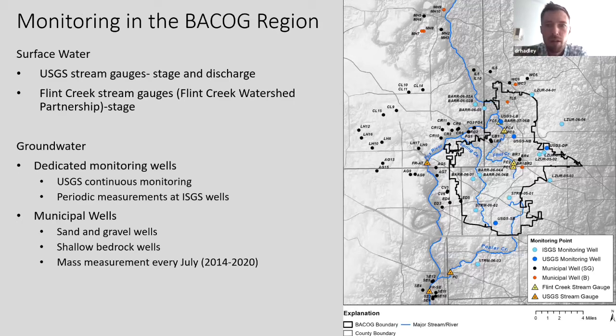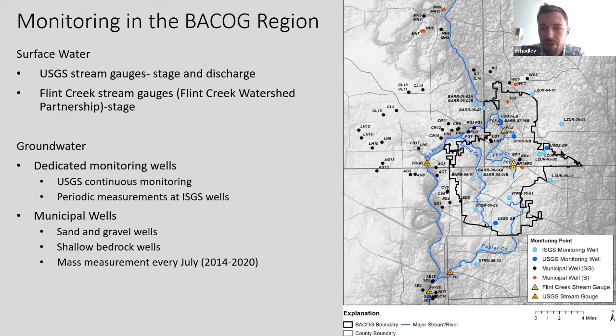So I wanted to talk about the actual monitoring program in this region. And so there's lots of different data sets that we can take and try to make a story out of what's happening here in terms of surface water and groundwater conditions.